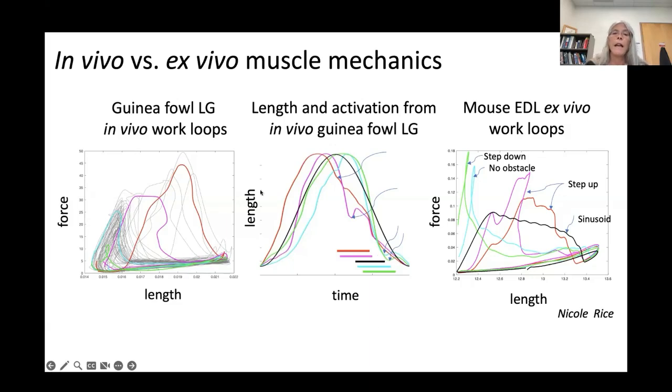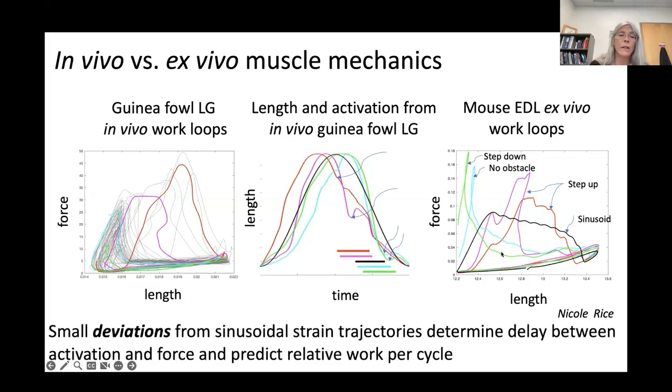And so interestingly, what you can see is that you get very similar work loop shapes in the ex vivo work loop experiments with the in vivo strains as you do in the guinea fowl during the in vivo length changes, despite the fact that the activation in all of these starts at the same length and is for the same duration. And here what you see in black is a sinusoidal length trajectory with the same starting length and activation duration. And you can see that it doesn't really replicate any of the in vivo work loops.